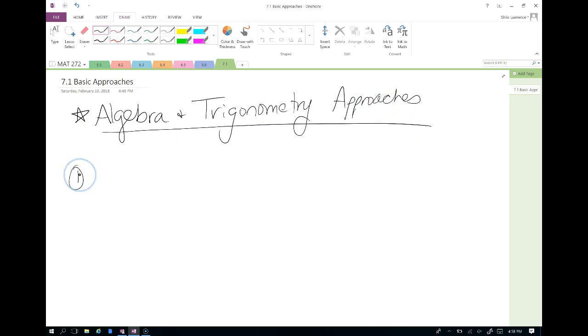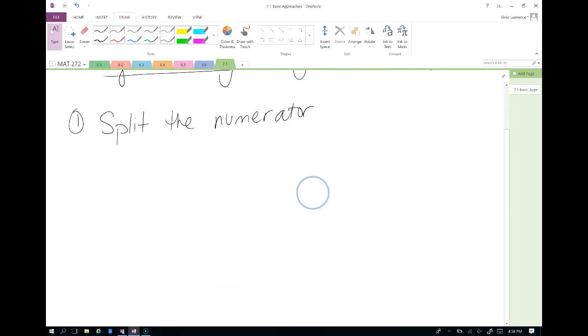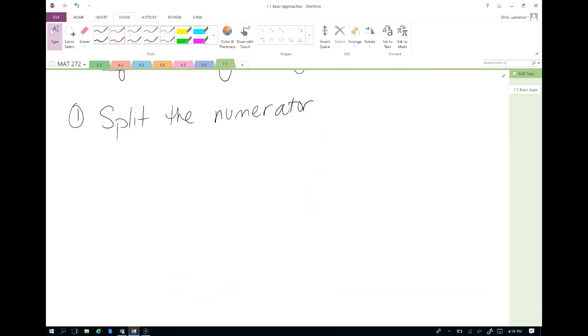So the first one that we are going to look at has to do with when your integrand is a fraction. Sometimes all you need to do to simplify it and get it rewritten into something that you do know how to integrate is to just split up the numerator. Sometimes just splitting the numerator into pieces will make it so that you can simplify it and then possibly integrate it.